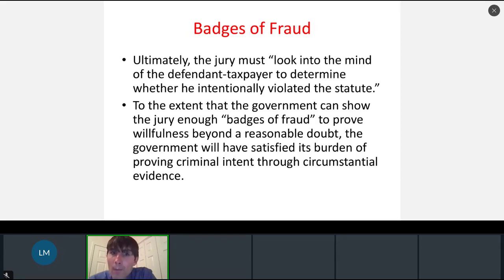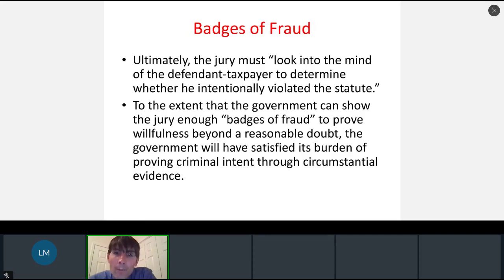So if there were a sufficient number of badges of fraud that were substantive enough after probing to disclose that they lean more towards nefarious activity, then there is a good chance that the government can prove willfulness beyond a reasonable doubt, and they will have satisfied their burden of proving criminal intent through circumstantial evidence.